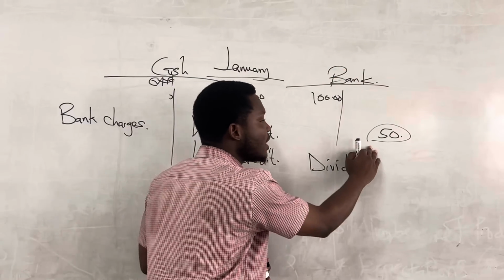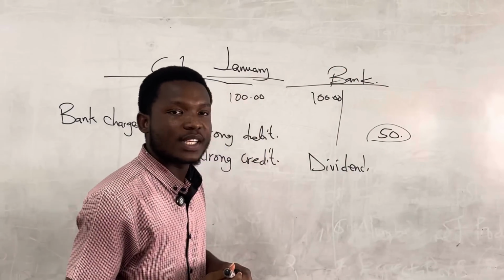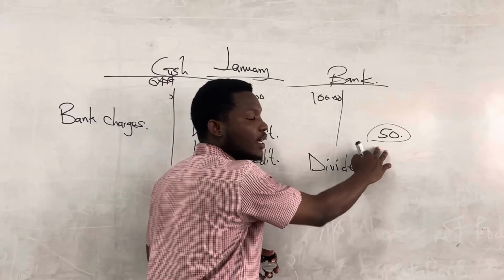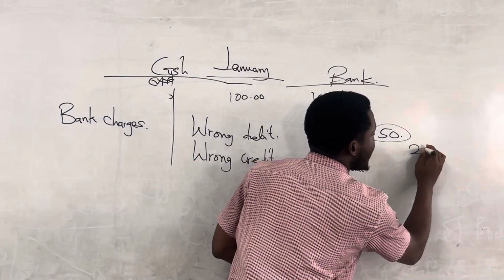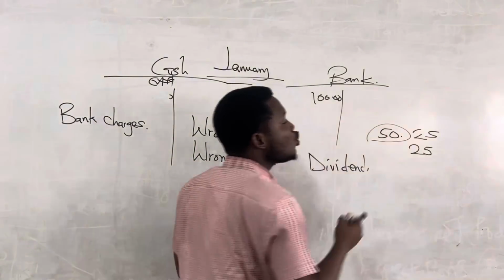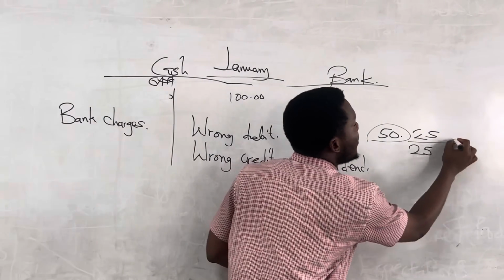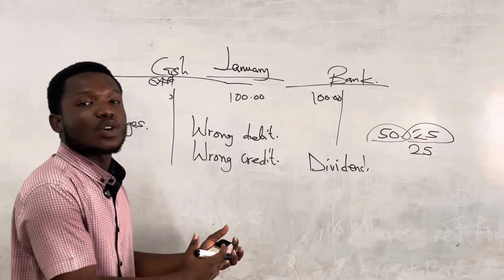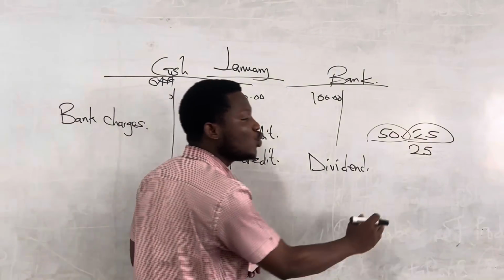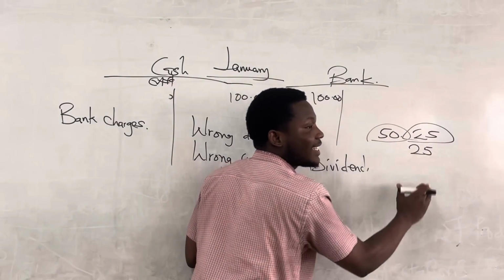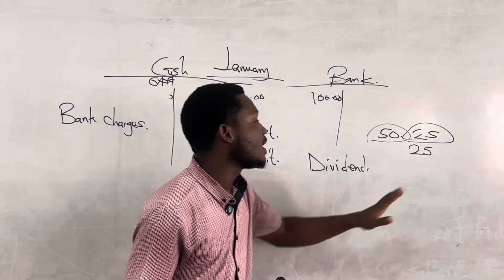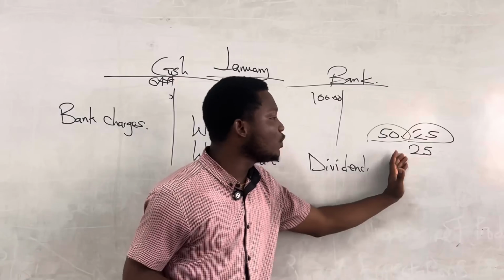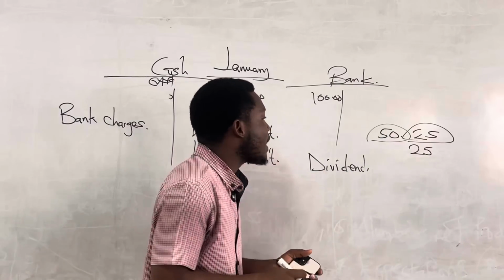So these 50 cedis, we are not going to give to the shareholders in full, but rather we will divide the money into two, 25 cedis and 25 cedis, and use 25 cedis to buy some of the things that are inadequate in the school, and use the other 25 cedis as a dividend, or the profit for the shareholders. When you give it to your shareholders, it becomes a dividend.